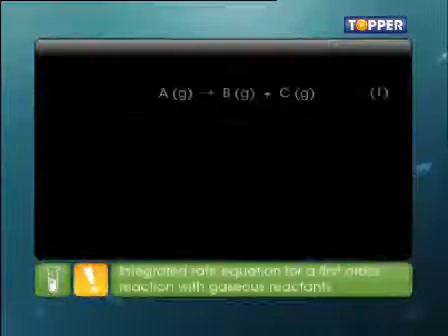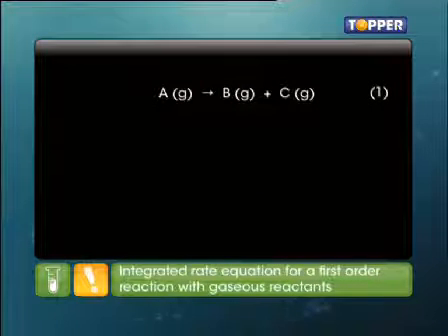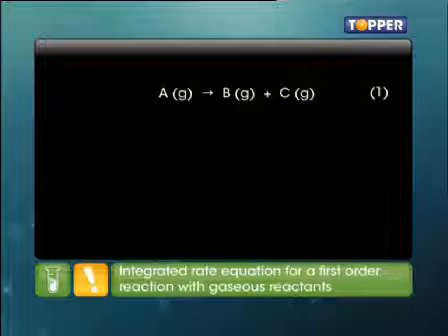So far, we have been discussing solid and liquid reactants. But what about gaseous reactants? As you must know, the concentration of gaseous reactants is expressed in terms of partial pressure. So let's see the integrated rate equation for a first order gaseous reaction, which has been represented as equation 1.